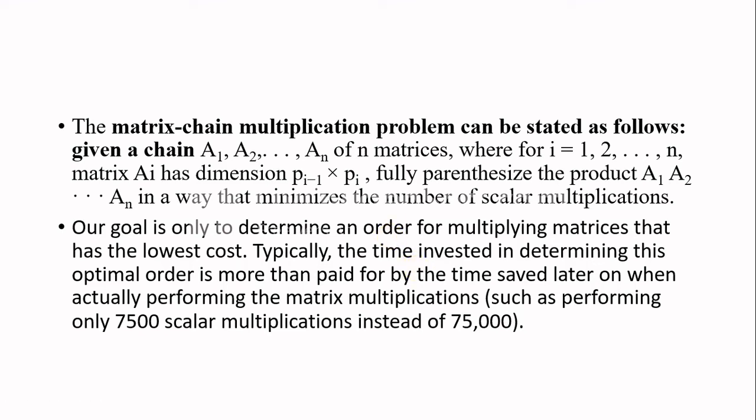Yesterday we were discussing this matrix chain. Actually, we gave an introduction to the matrix chain multiplication problem, and we know that the problem is stated as: given a chain A1, A2, etc., An of n matrices, where each matrix Ai has dimension p(i-1) by p(i), we need to fully parenthesize the product A1 to An in a way that minimizes the number of scalar multiplications. So we need to get a full parenthesization for this chain of n matrices.